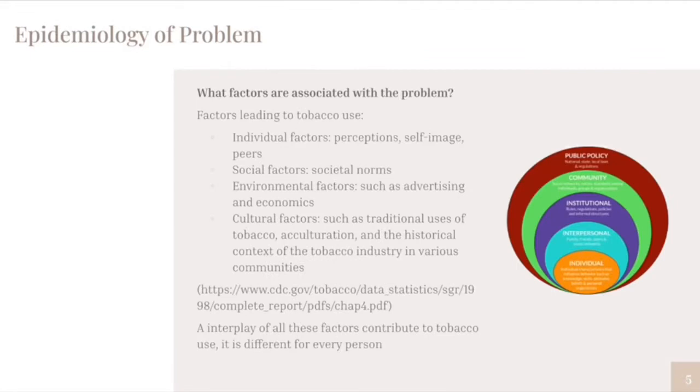What factors are linked with the issue? Some of the factors that are associated with the problem are individual factors such as views, identity, and peer influences. Social factors such as societal standards, environmental factors such as local businesses, marketing, and economics. Cultural factors such as traditional uses of tobacco, acculturation, and the historical context of the tobacco industry in various communities. All these factors contribute to tobacco use, but it may differ for every person depending on their situation.